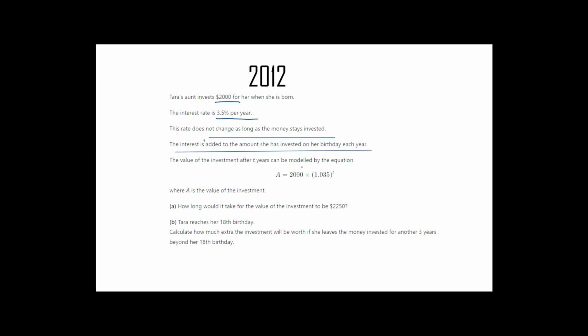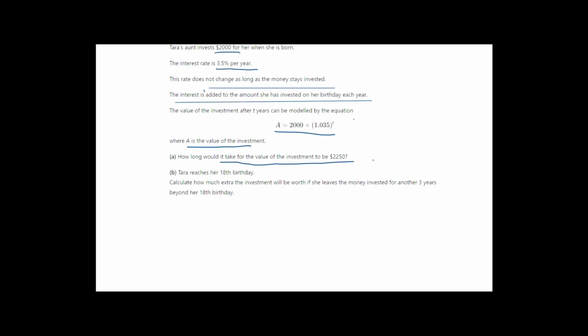Okay, so there must be a reason why they're giving us that. The value of the investment after T years can be modeled by that equation: A equals 2000 times 1.035 to the power of T, where A is the value of the investment. How long will it take before the value of the investment is $2,250? So in other words, we want to find when A equals 2250, and we want to solve it for T. Let's do that one first off.